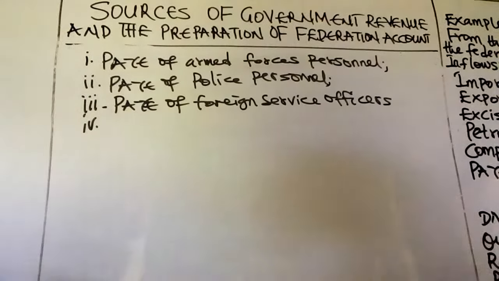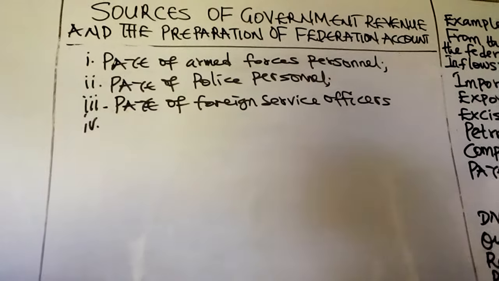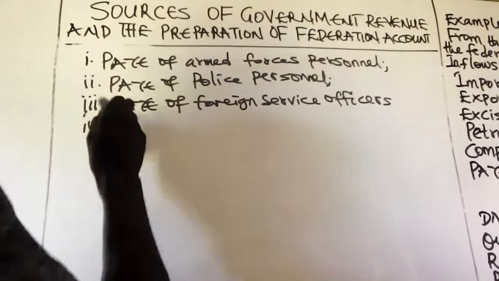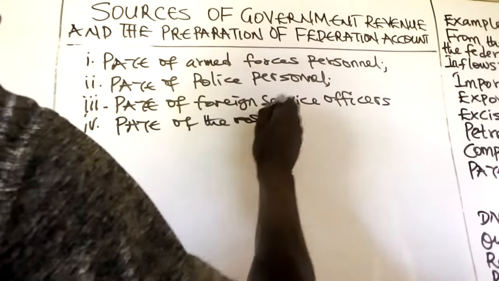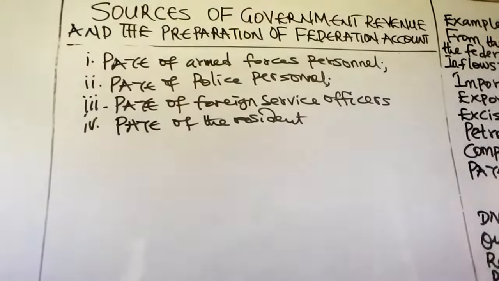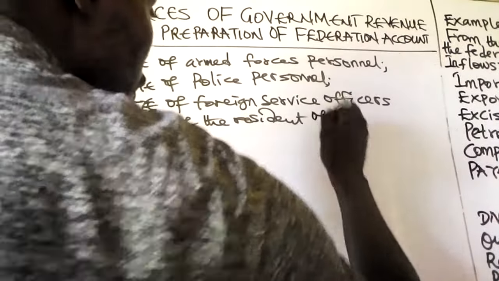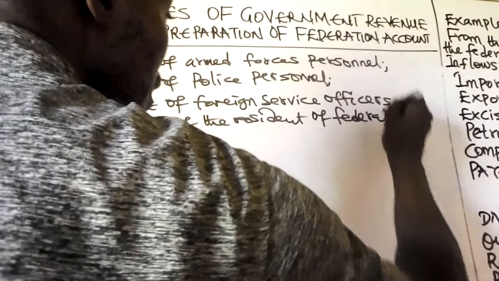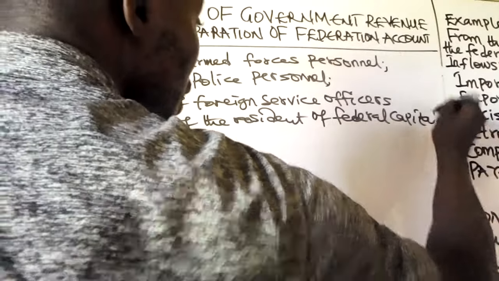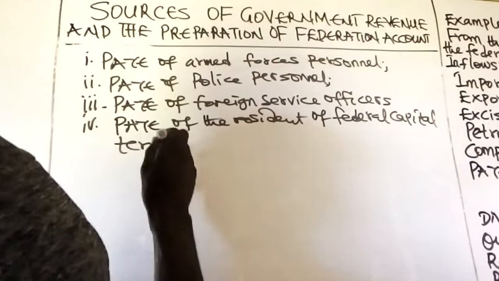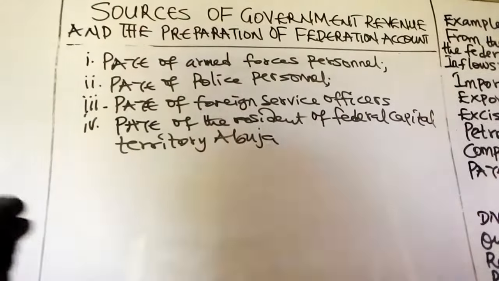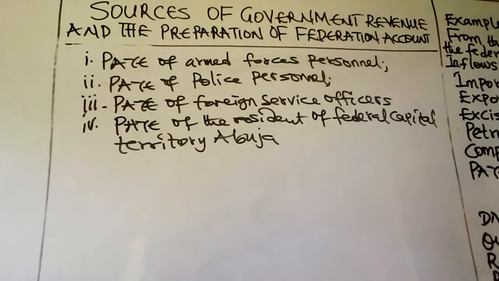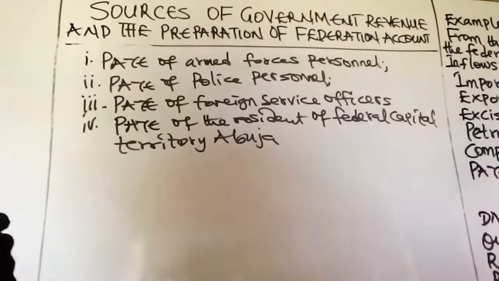Then we also have payee of the resident of Federal Capital Territory, Abuja. This payee will not be recorded or entered in the Federation account. They will not be entered into the Federation account.